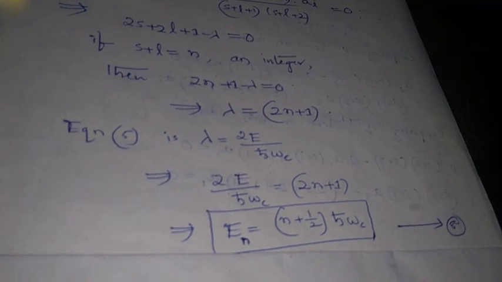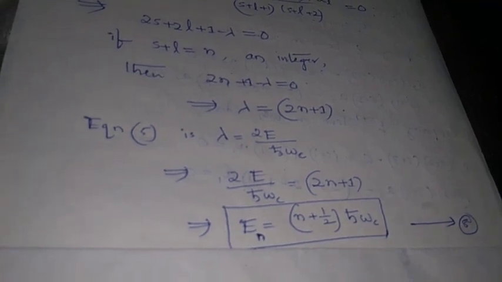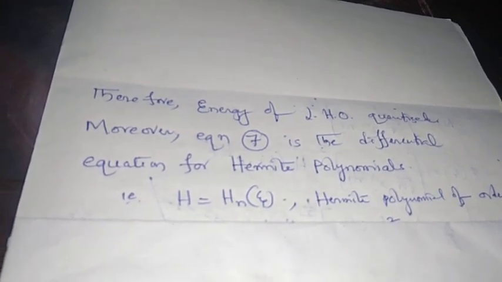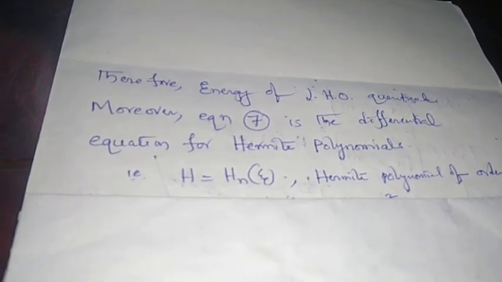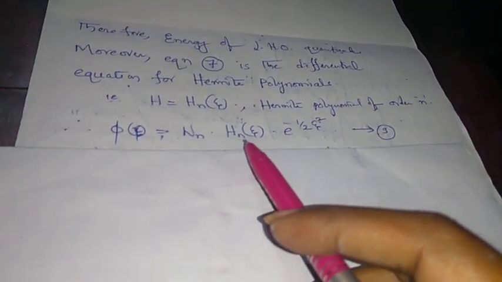And this is the energy of the harmonic oscillator in quantum mechanics. Therefore, we can say that the energy of the linear harmonic oscillator is quantized in quantum mechanics. And equation number 7, which was a differential equation for H, is actually the Hermite differential equation. So we can call these Hermite polynomials H sub n as a function of xi. So we can take our wave function phi of xi as a normalization factor capital N sub n, then H sub n of xi, and an exponential factor like this, and we call this equation number 9.